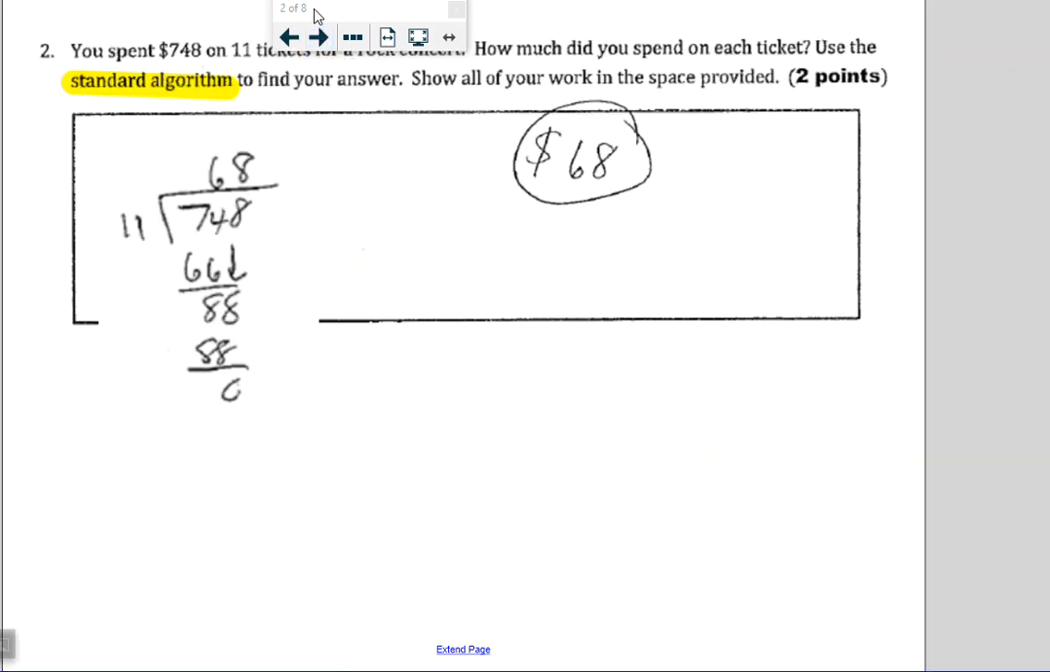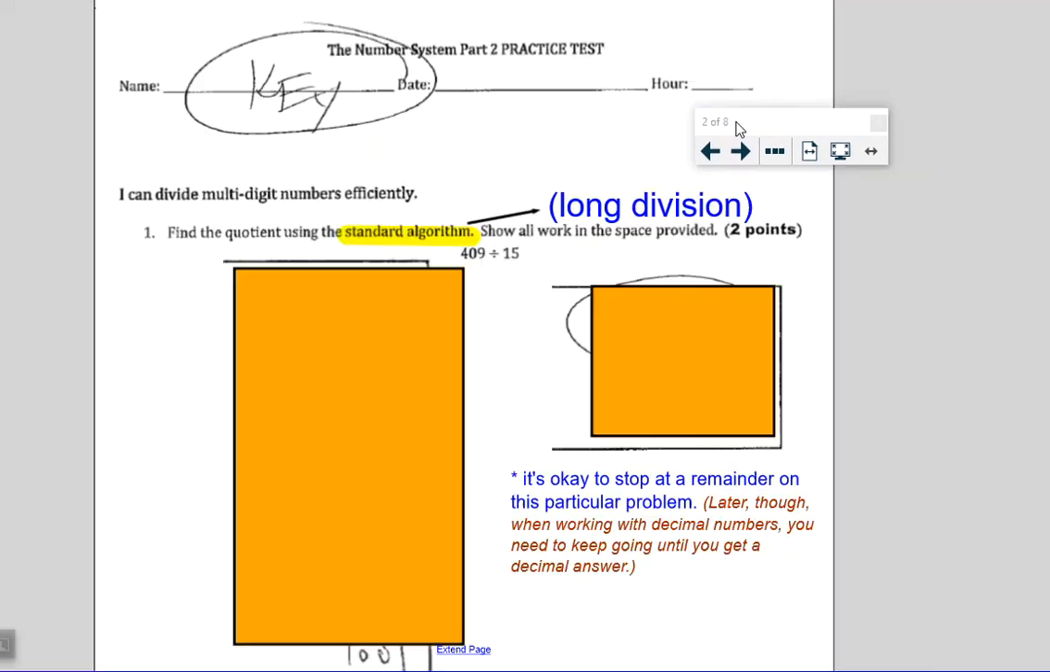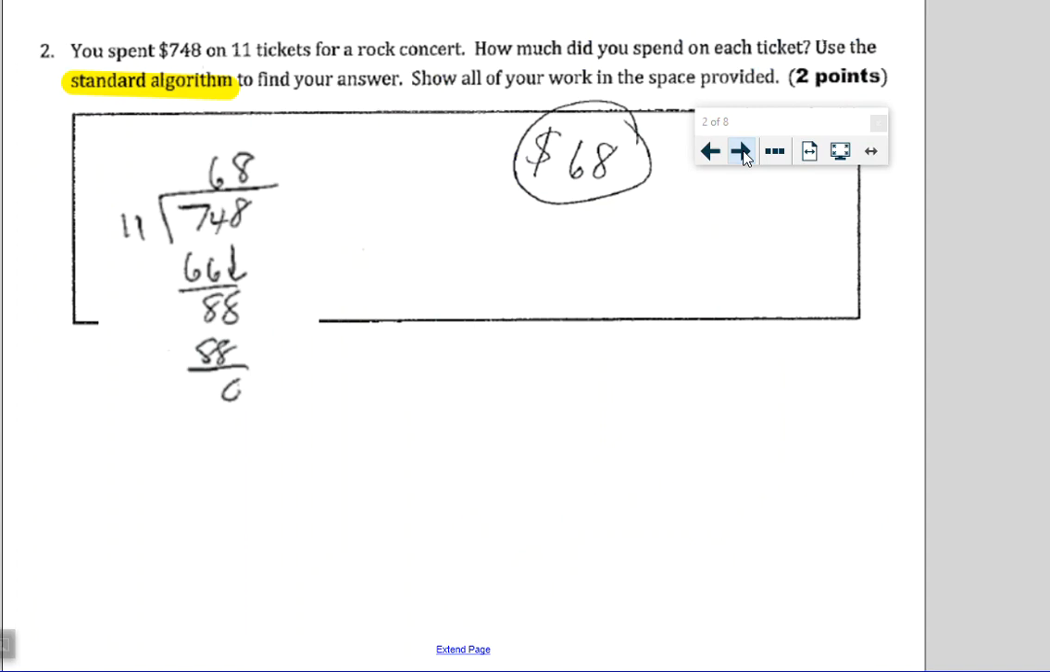Number 2, you spent a whole bunch of money on 11 tickets for a rock concert. How much did you spend on each ticket? Use the standard algorithm to find your answer. Again, use long division. So for this one right here, 748 divided by 11. I mean, you spent almost 800 bucks on 11 tickets, and we want to know the cost of each ticket.